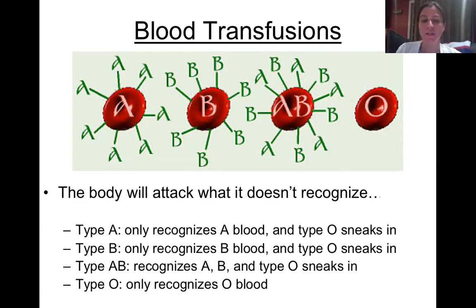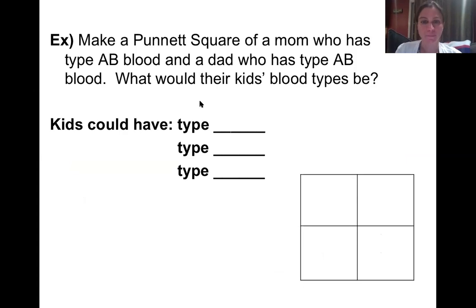B for the same reason, and then, like I said, AB is the universal acceptor. The O sneaks in. It's got no proteins. It doesn't have a reaction with the body, so everything is good. Okay, so let's take a look.